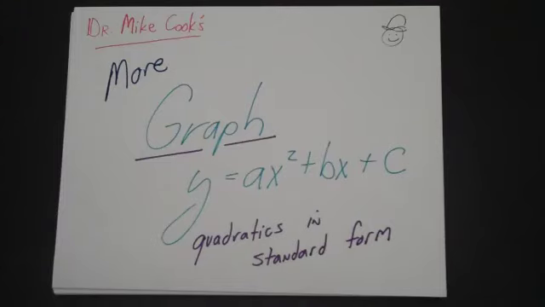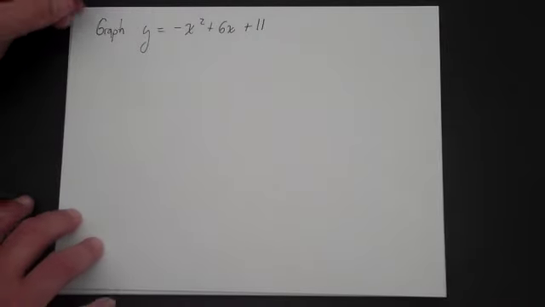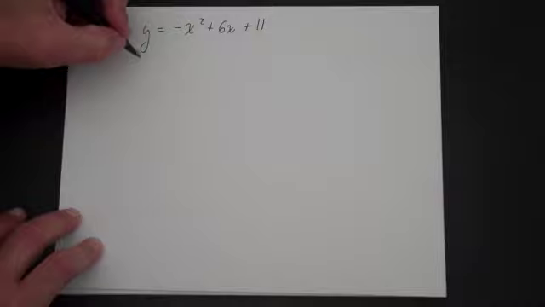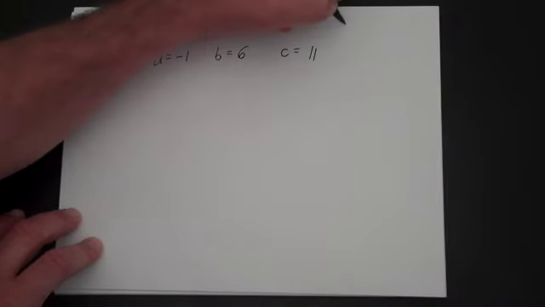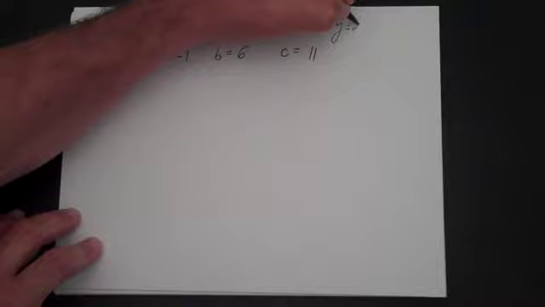Let's look at more problems of graphing quadratics in standard form. So the key, remember, is that if you're going to graph a parabola, let's have an example. Let's say we're going to graph y equals minus x squared plus 6x plus 11. First, let's identify a, b, and c. In this case, a is equal to minus 1, b is equal to 6, and c is equal to 11, because it's written in the form y equals ax squared plus bx plus c.